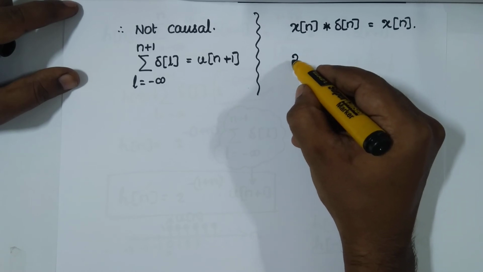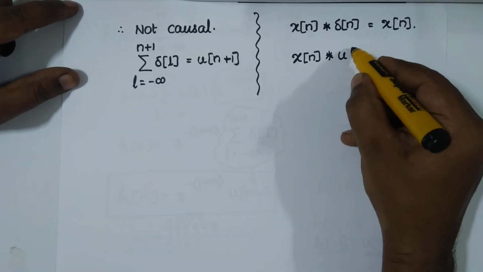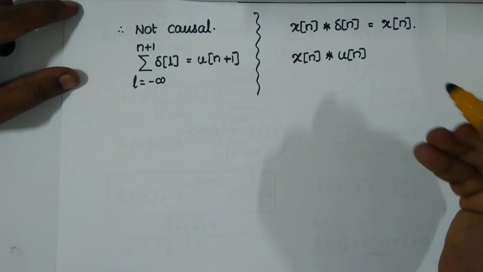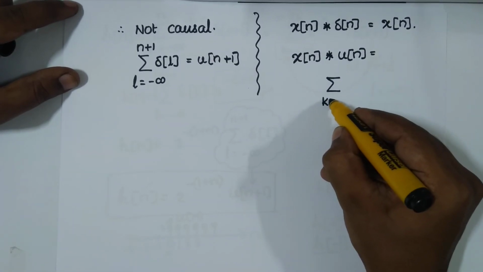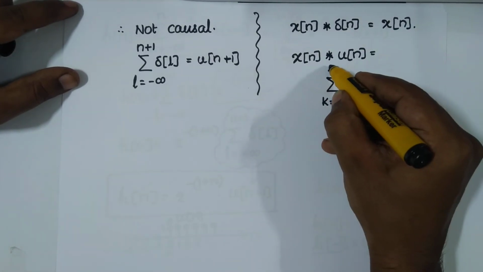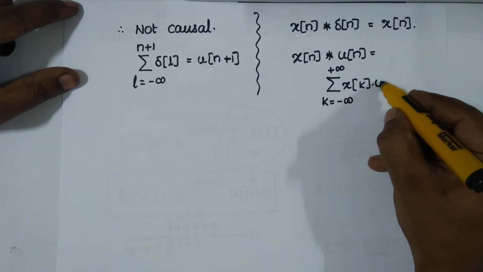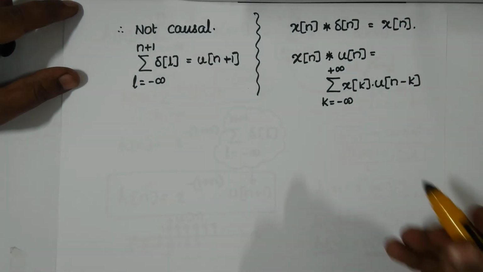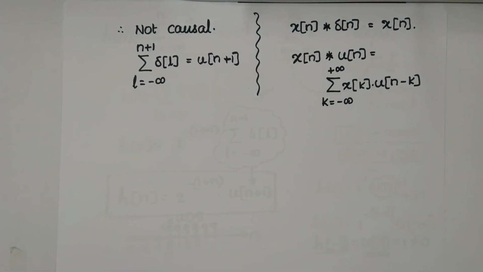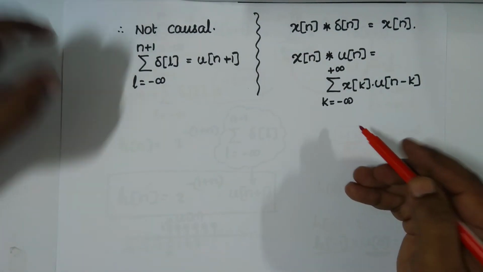Now see, if I take x of n convolved with u of n, then what do we get? I'll just take its form. So k is running from negative to positive infinity, so we have x of k, u of n minus k. This fact we are well familiar with. Now you have a shortcut here. You need not graph it again, just use the shortcut.